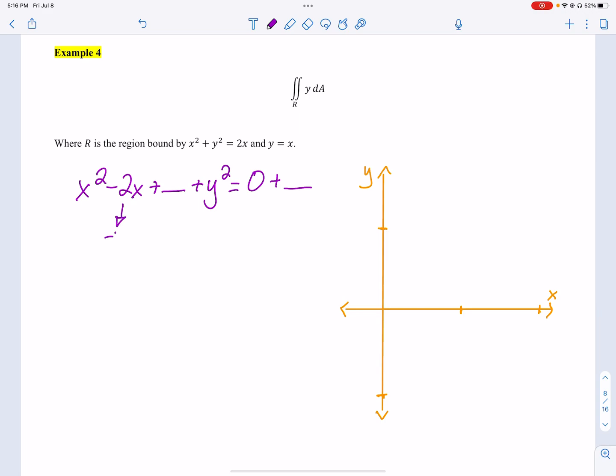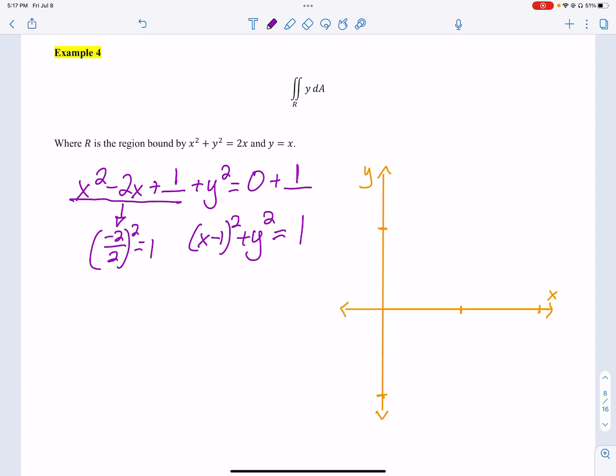We take this, we divide it by 2, and then we square it. That's going to give me a negative 1 squared, which is a 1. So I'm going to add a 1 on this side and on this side. This gets me now, if we look here, this will factor to x minus 1 squared plus y squared equals 1. Now it looks like a circle. X something squared plus y squared equals a number that's not 0. So we know for sure that is a circle. And it's shifted on the x-axis right 1.